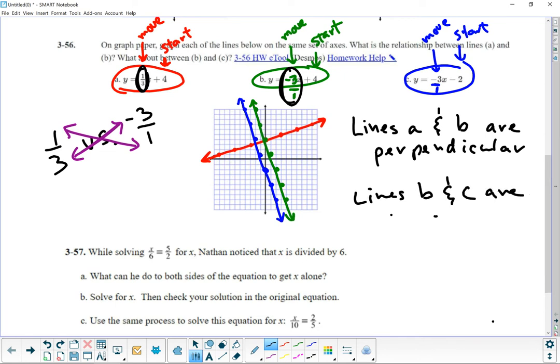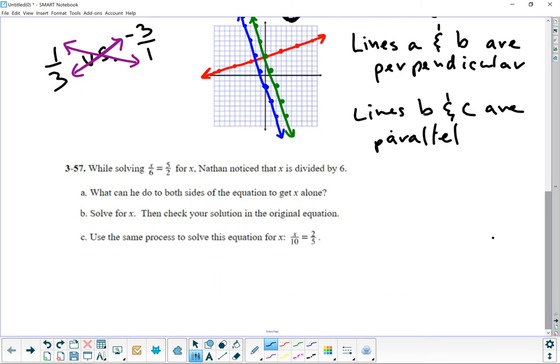And in order for lines B and C, the green and the blue one, to be parallel, they have to have the same slope. So line B, the slope is, and again, we already looked at this, -3 over 1. And line C, the slope is, oh, wow, again, -3 over 1. So we know that in order for lines to be parallel, they have to have the same slope. And in this case, the green and the blue lines have the same slope of -3/1. So I'm going to say lines B and C are parallel. Okay, that's about it.